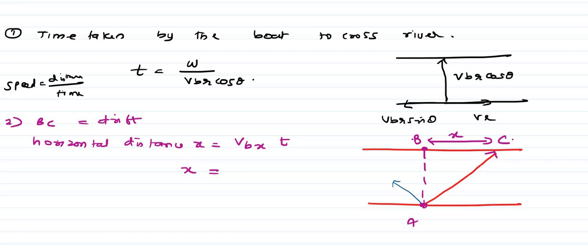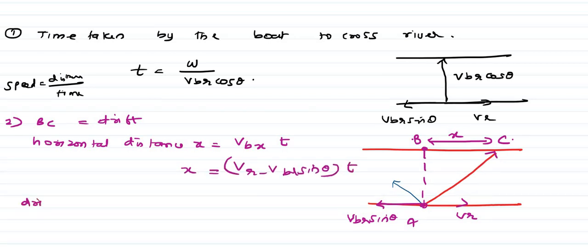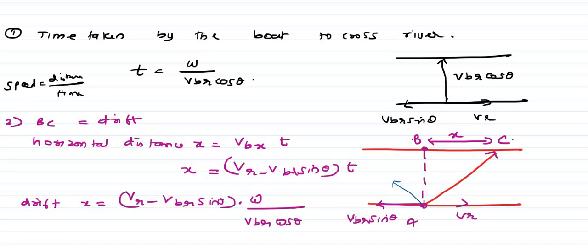Farha. Okay. So x is nothing but what? Distance will be given by speed into time. What is the component of speed along the x-axis? It is VBR sine theta. This time it is VR. So VR minus VBR sine theta into t. Correct? So if they ask you what the drift x is, it is given by VR minus VBR sine theta into time. What is time? W by VBR cos theta. That's it. Is it difficult?